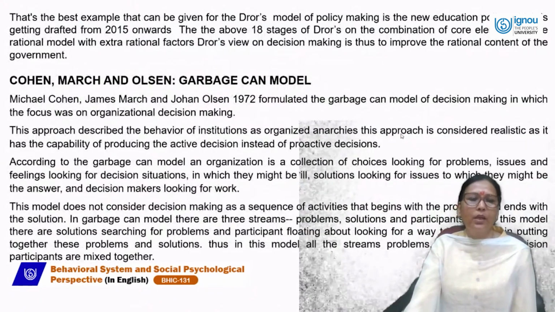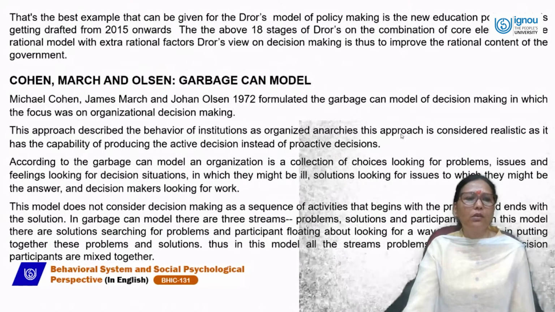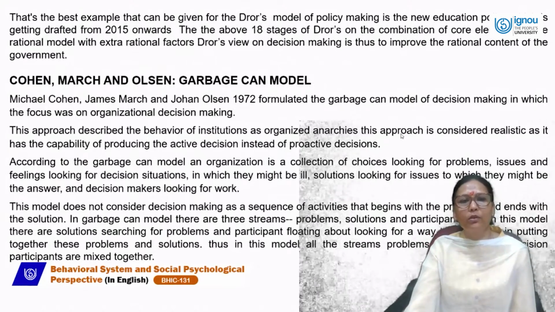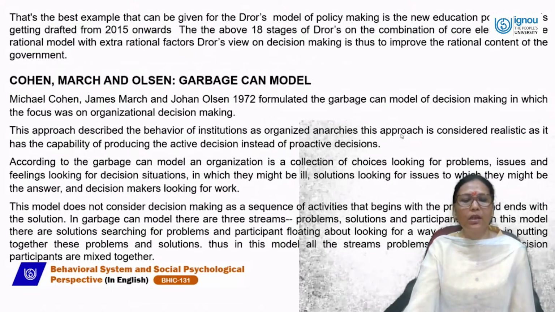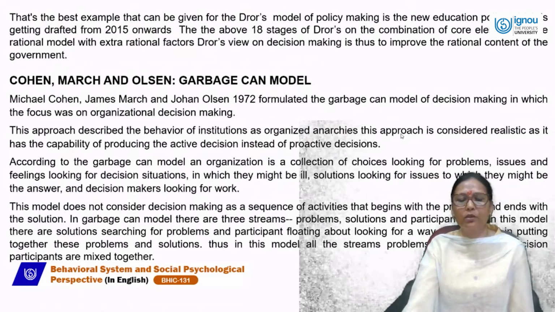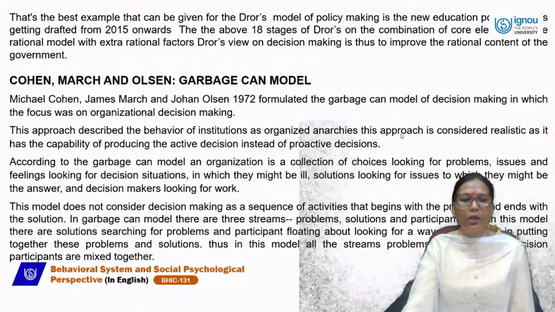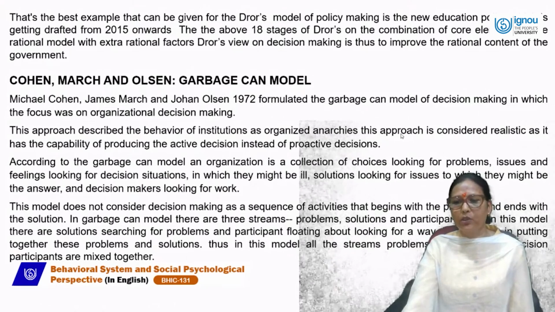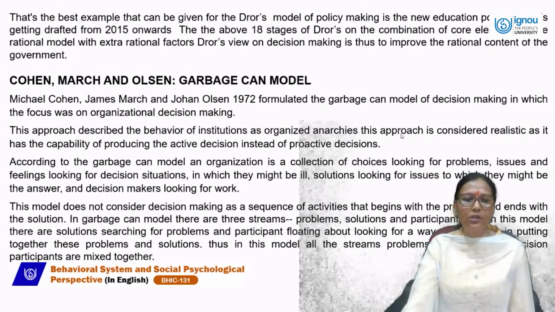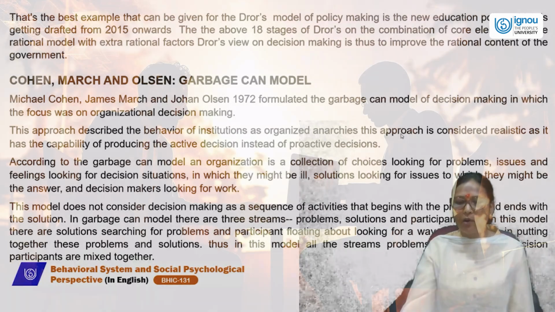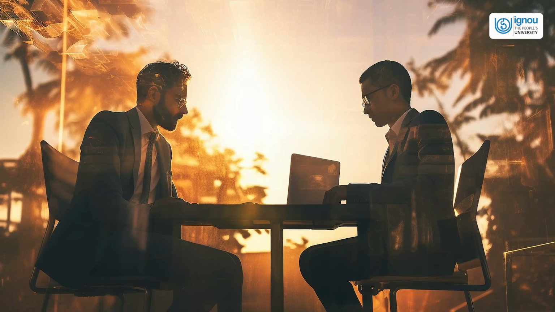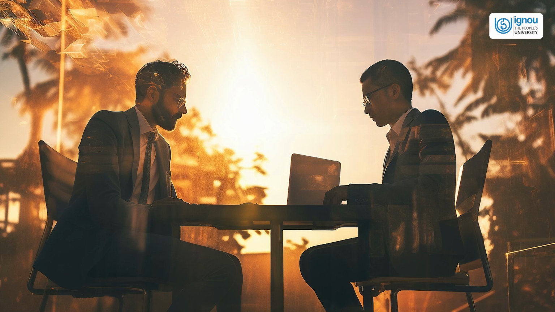Now, another model was the Cohen, March and Olsen garbage can model. This model does not consider decision making as a sequence of activities that begins with the problem and ends with the solution. In the garbage can model, there are three streams: problem, solution, and participation. In this model, there are solutions searching for problems and participants floating about looking for a way to participate in putting together these problems and solutions.